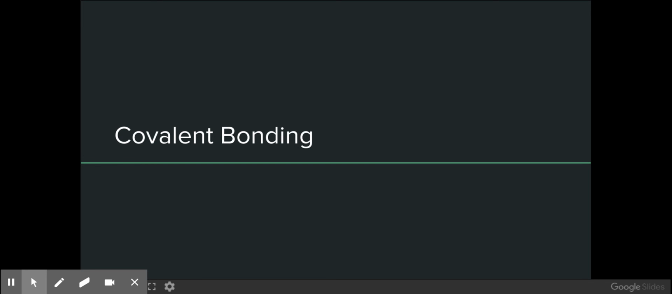We finished our introduction to ionic and metallic bonding, and we're going to move forward with some properties of covalent bonds in our next mini lecture.